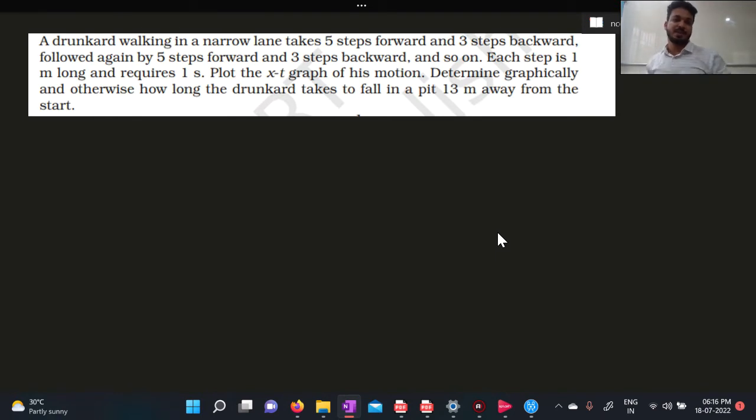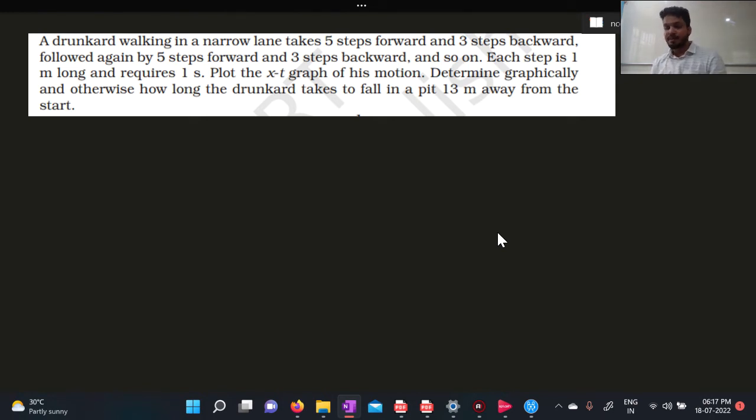Okay, let's do this question. A drunkard working in a narrow lane takes 5 steps forward and 3 steps backwards, followed by 5 steps forward, again 3 steps backwards, and so on. Each step is 1 meter long and requires one second. Plot the x-t graph for the motion and determine graphically and otherwise how long the drunkard will take to fall in a pit of 13 meters.